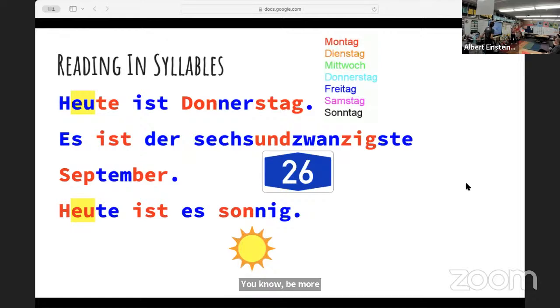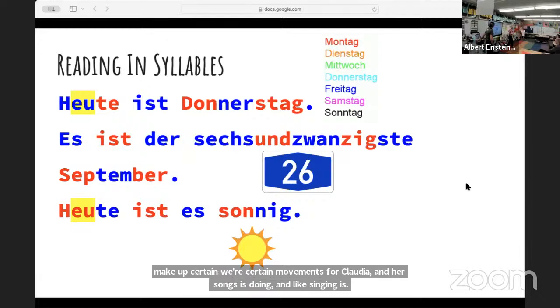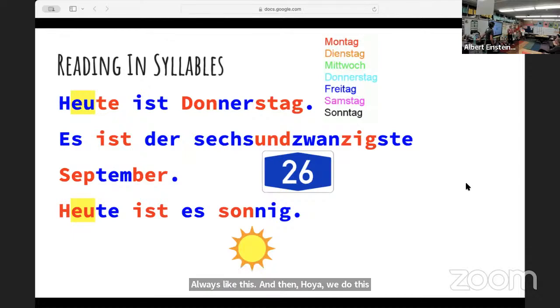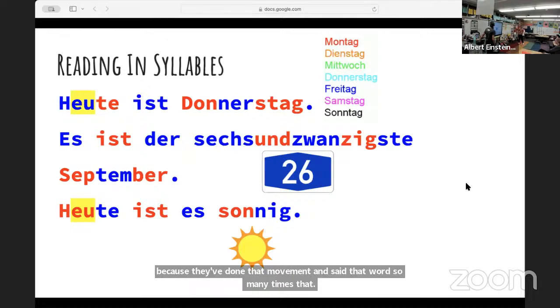And then even for the little ones, or also the big language learners, we try to incorporate American Sign Language ideally, but sometimes we just make up certain movements. For example, Claudia in her songs does a movement for singen, and then heute we do this movement. So when it gets so in their body that I can say, okay, let's do the day today, and all I need to do is this movement, and here goes the class saying heute, just because they've done that movement and said that word so many times that it's in their body. If it's in the body, it's in the brain.